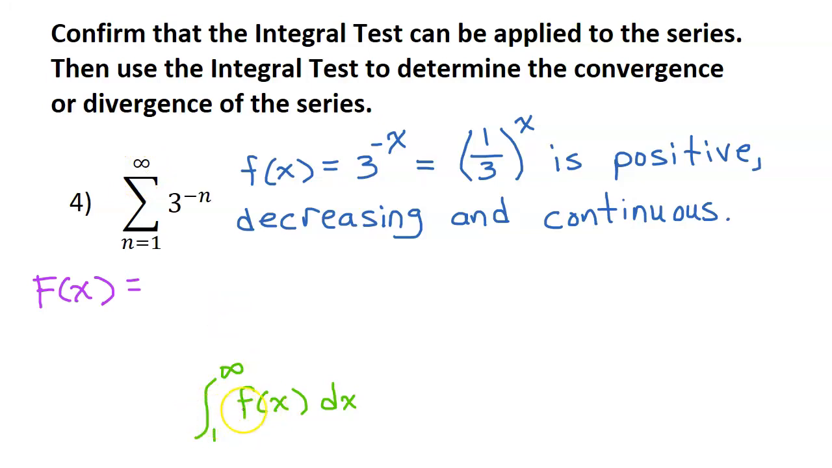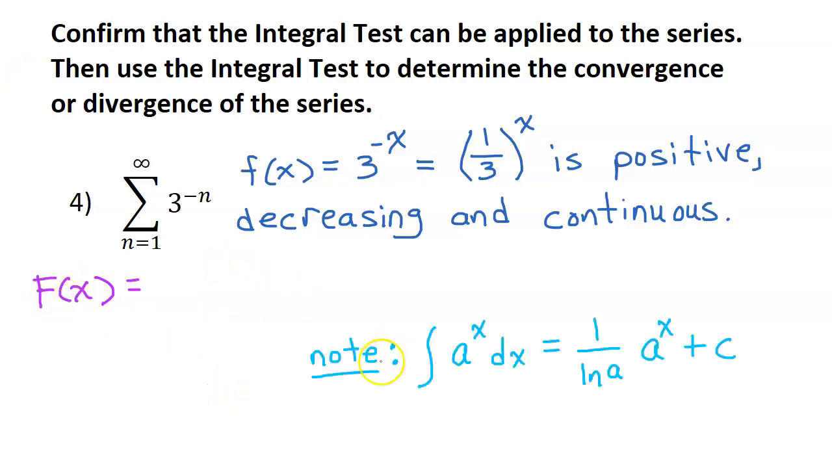The first step of analyzing an improper integral is to find the antiderivative, which I will call capital F of x. We are about to use the following memorized rule to find the antiderivative of 1/3 to the x power. The antiderivative of a to the x dx equals 1 over the natural log of a times a to the x plus c. In this case, a is 1/3. So the antiderivative is 1 over the natural log of 1/3 times 1/3 to the x power plus c.